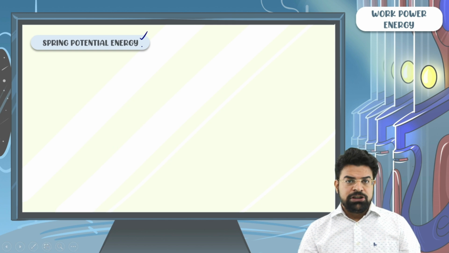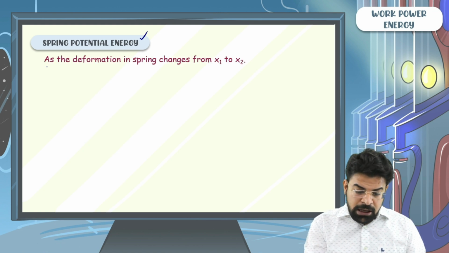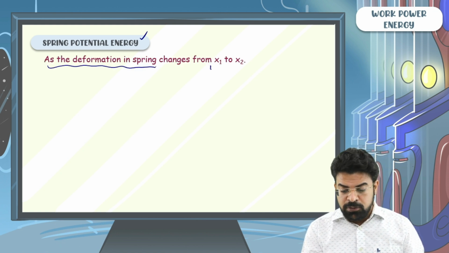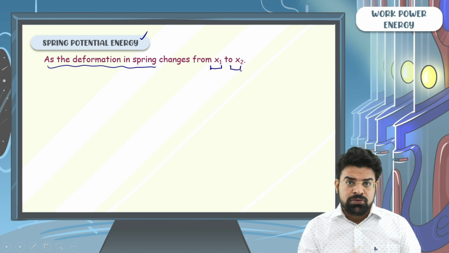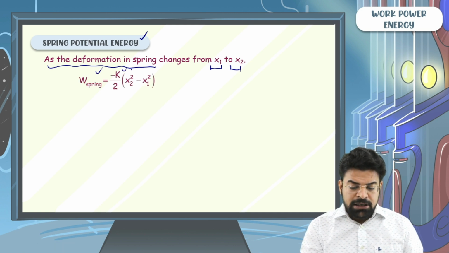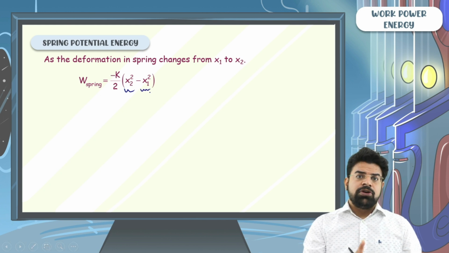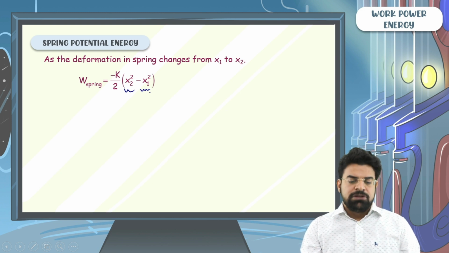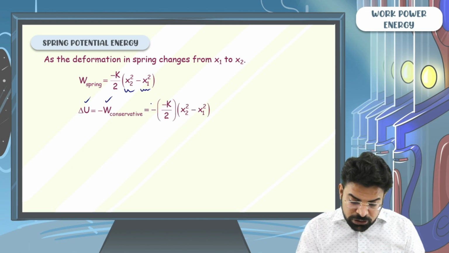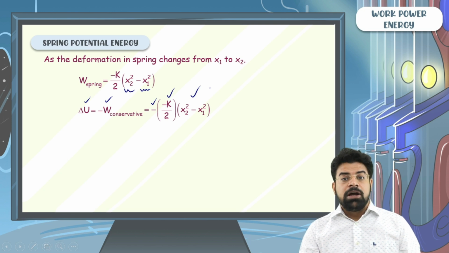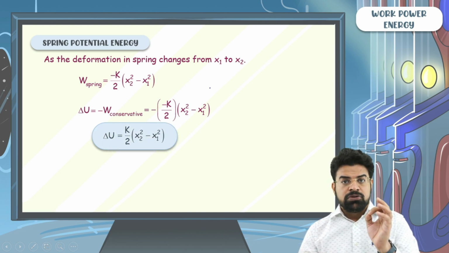Let's talk about spring potential energy. We know that the change in potential energy equals minus times the work done by conservative force. As the deformation in the spring changes from, let's say, x1 to x2, work done by spring equals minus k by 2 multiplied by final deformation square minus the initial deformation square. So the change in potential energy equals minus of minus k by 2 into x2 square minus x1 square. So you get the change in potential energy equals k by 2 times final deformation square minus initial deformation square.